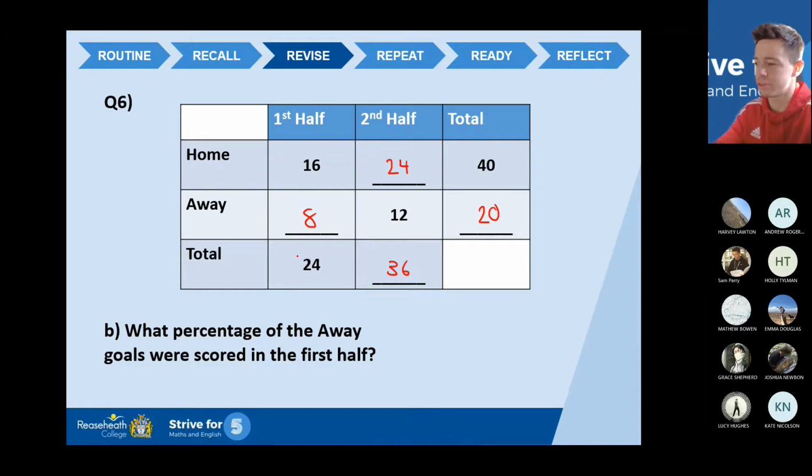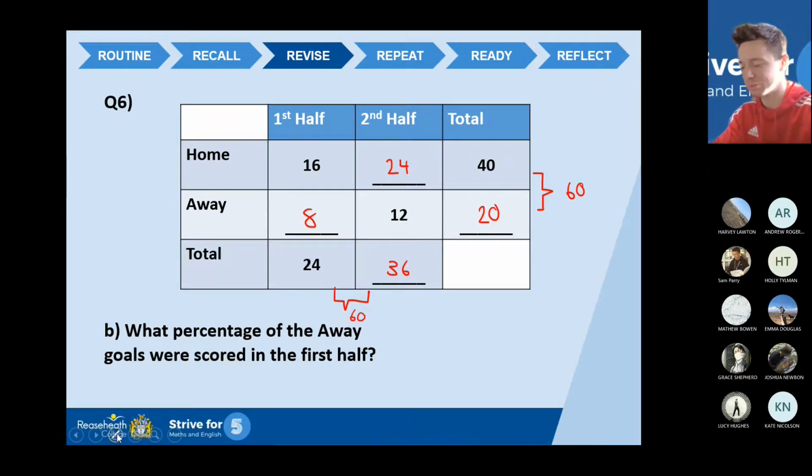Now, what's quite good is if we add up these 2 numbers, 24 and 36, and we add 40 and 20, we actually get the same number. We actually get 60. So that means all my numbers are pretty spot on. The totals give the same total, if that makes sense.